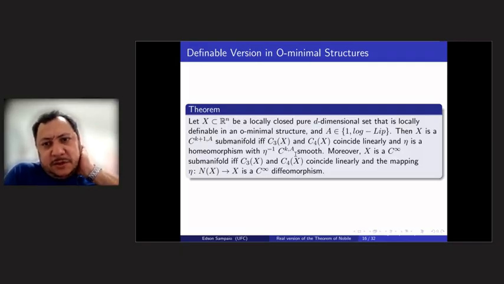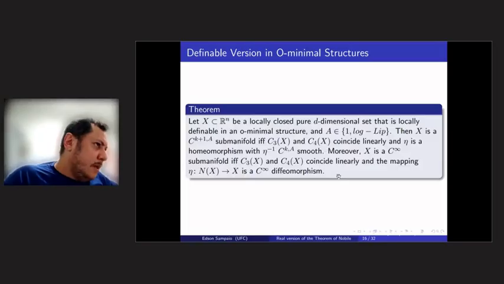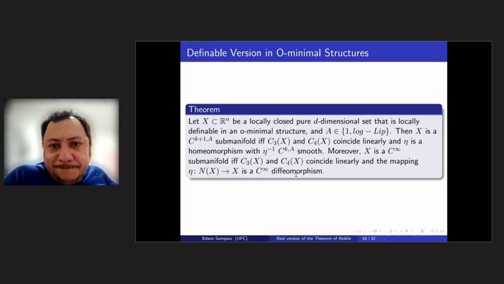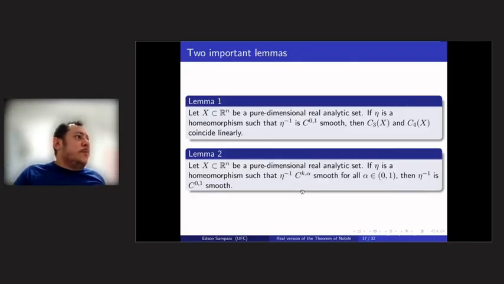I give some hints of the proof only in this case, when A is equal to 1. The proof is slightly different when A is equal to log Lipschitz. And for sure, I will also obtain that X is a C^infinity submanifold if we obtain that C3 and C4 coincide linearly, and the Nash mapping is a C^infinity diffeomorphism. So I need two important lemmas.